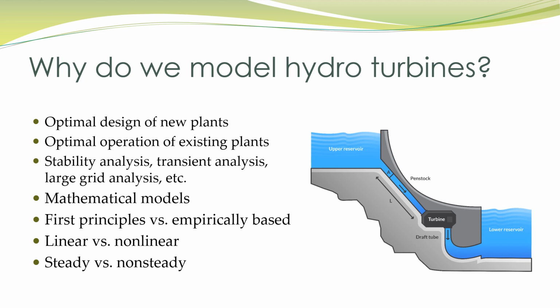A mathematical model describes the system of interest with equations, and we can distinguish according to its basis. A first principles based model is based on physical laws, and we do not have to make any assumptions, while empirically based models are based on experiments and observation, and it's not necessarily supported by theory.